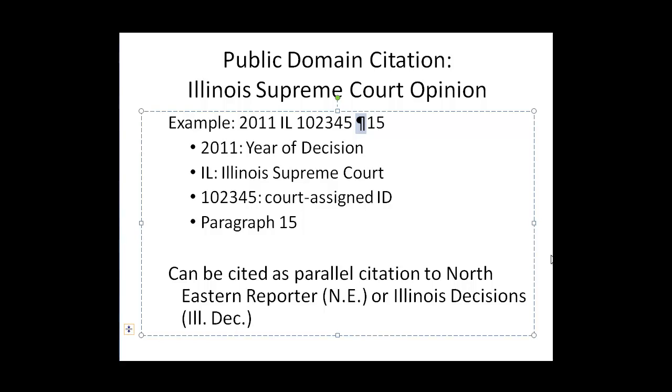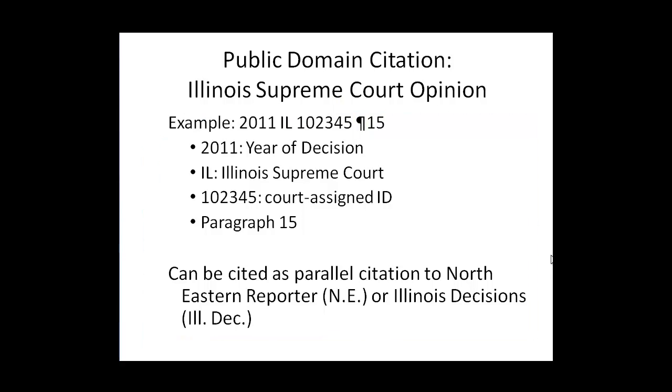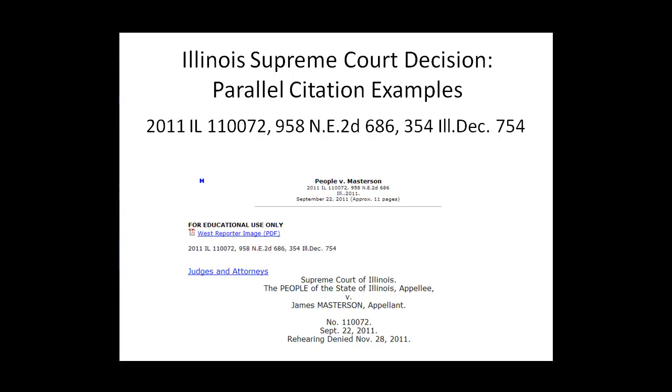Now, it's important to note here that just because they've moved to the public domain citation format, it's not like all cases appearing after July 1st, 2011 have to be in this format. What they make clear is that the private publishers are still publishing their reporters. So you can cite to the public domain citation, and then as a parallel citation, cite to the other reporters that set forth Illinois cases, including the Northeastern Reporter or the Illinois Decisions. So let's look at some examples here.